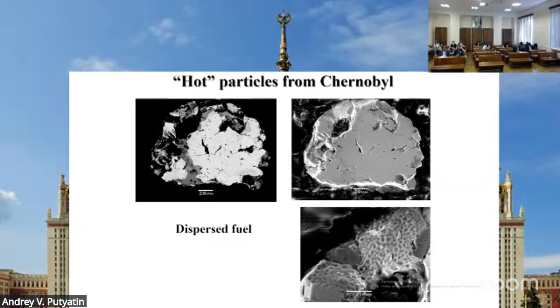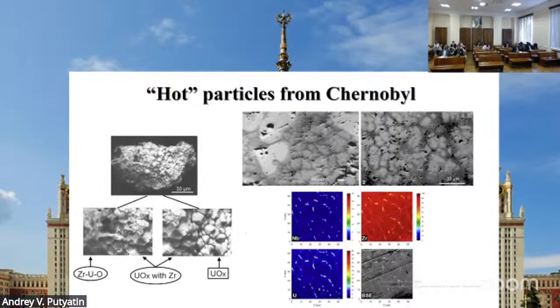Hot particles. Here you see a typical fuel particle which was expelled from the reactor. These are SEM images. You see some bubbles which were formed by fission gases, gaseous fission products. But basically this particle is just normal fuel after several months or years of operation. You see a very typical morphology of the fuel.